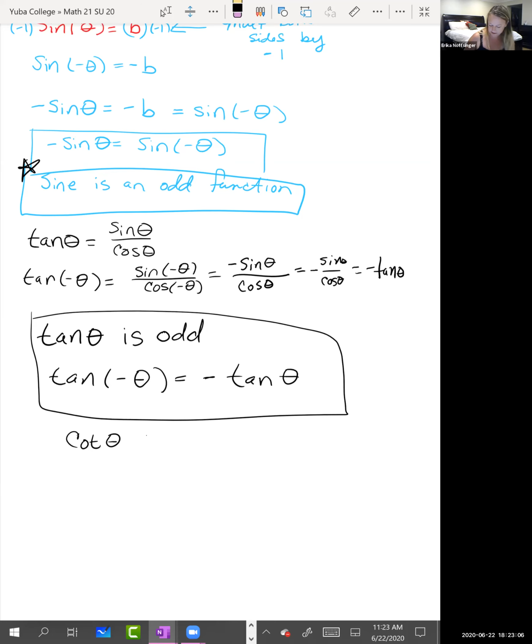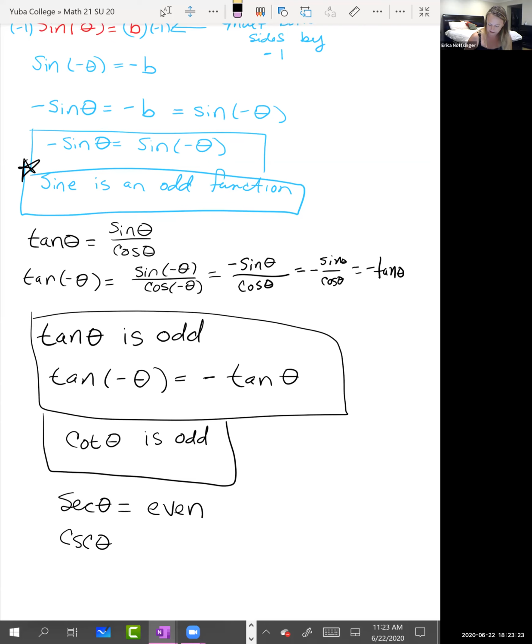That's just cosine over sine. And then secant theta, that's 1 over cosine, so this is even. And cosecant theta, that's 1 over sine, so this is odd.